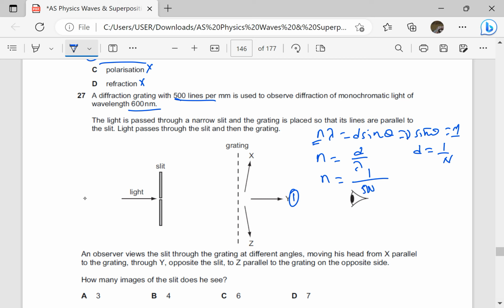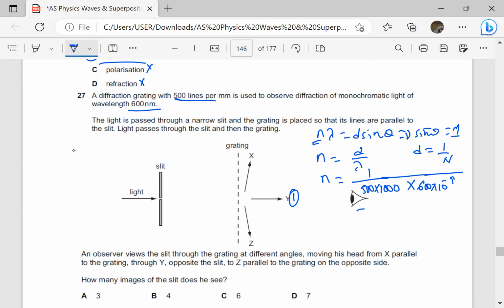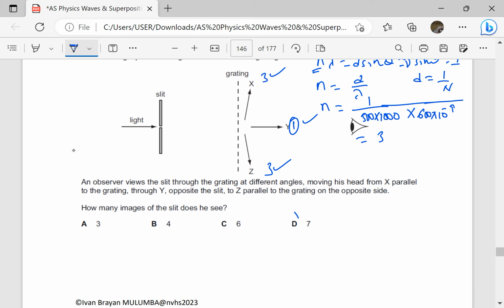Number of lines is 500. We change it to lines per meter, that is times 1000. Then divide by wavelength, which is 600 times 10 power negative 9. So this is going to be 1 divided by 500,000 times 600 exponent negative 9. So that gives us n as 3.33 recurring. So we just round off to 3. So it will have 3 up and 3 below, giving us a total of 3 plus this 1 plus 3, that gives us 7.